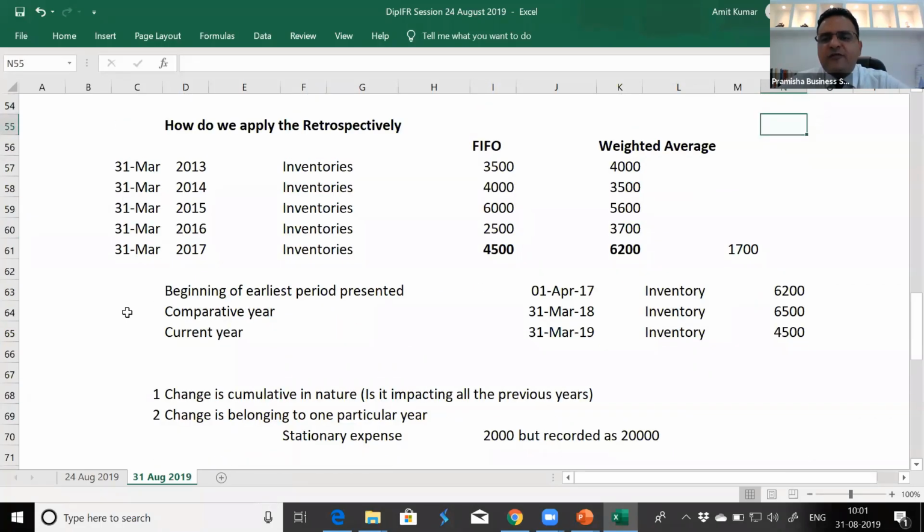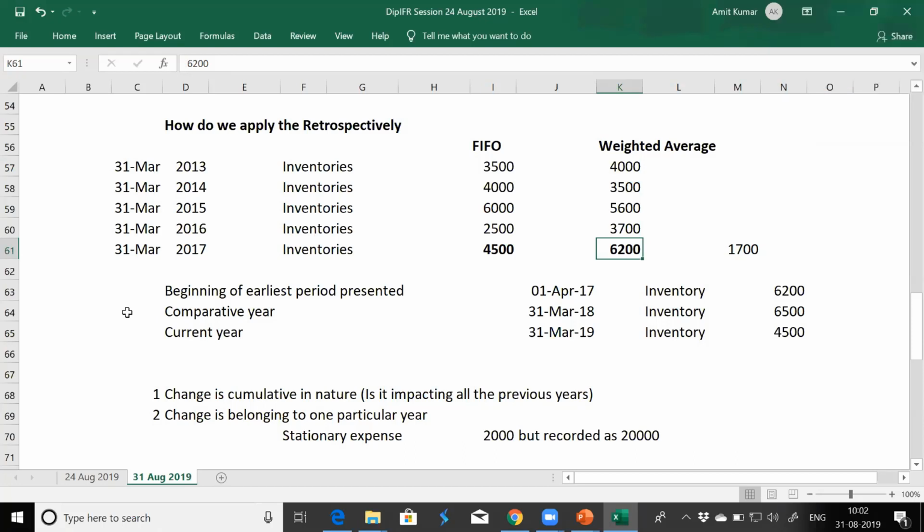And this becomes the final figure according to weighted average. Forget FIFO for now. What if you have been using weighted average since the beginning? What should have been the value of inventory on 31st March 17?